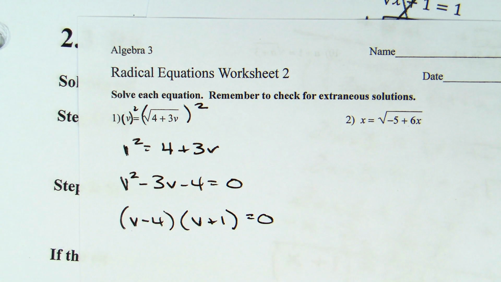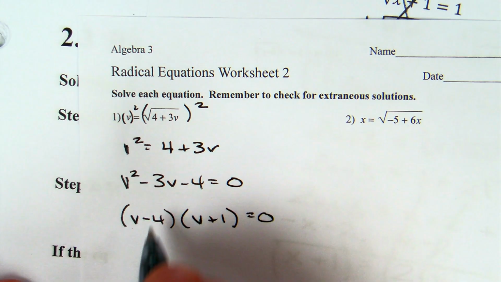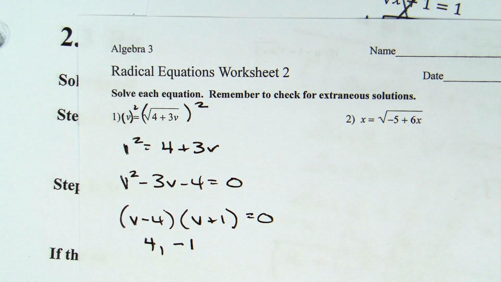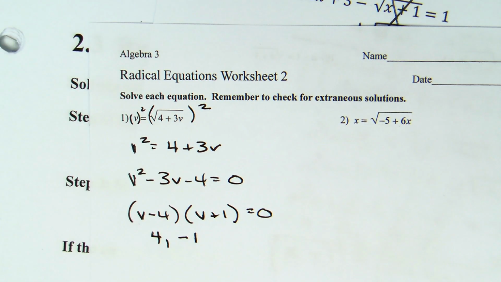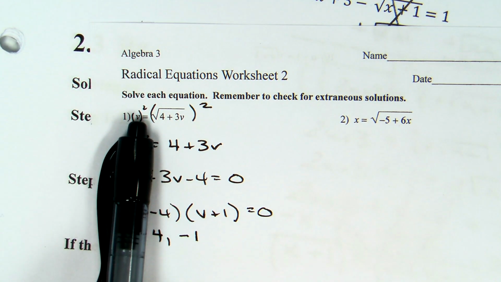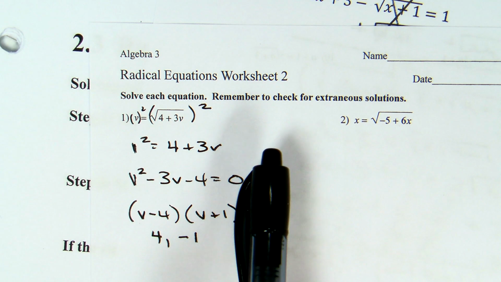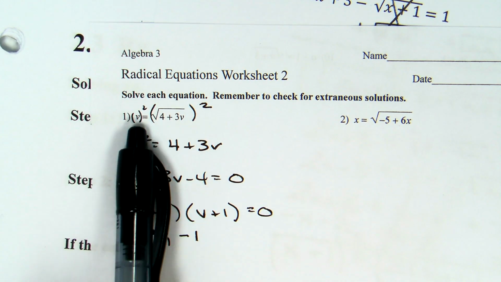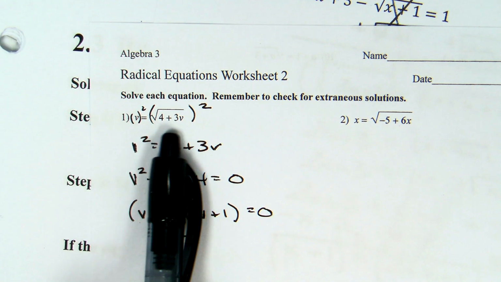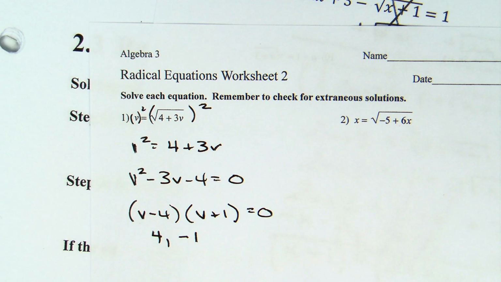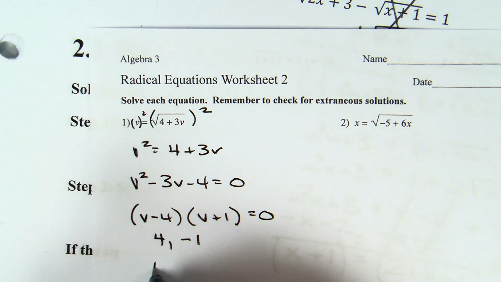What's the opposite of negative 4? 4. What's the opposite of positive 1? Negative 1. So those are my two possible solutions. When I plug in 4, what's 4 squared? 16. When I plug it in here, no, I'm sorry, we're not going to square it. It's just 4. When I plug it in here, 3 times 4 is 12. 12 plus 4 is 16. Square root of 16 is 4. Are both sides equal to 4? Yes. Yes, so 4 is a valid answer.